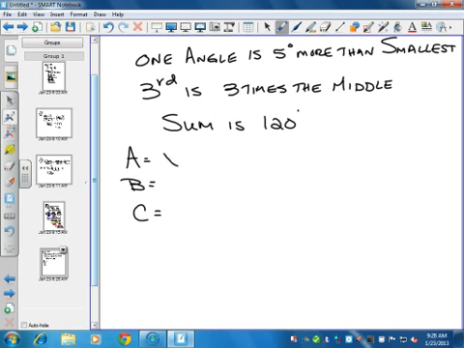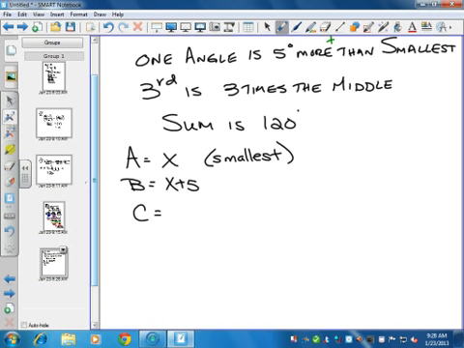I'm just going to go back to the X. You can use whatever letter you want, but I'm going to use X and call that the smallest. Then another angle is 5 degrees more than that. I have no idea how big this is, but if it's 10, the next one's 15. If it's 20, the next one's 25. So more than means to add. I'm working my way down the list, so the next one is X plus 5. Why 5? Because it's 5 degrees more.